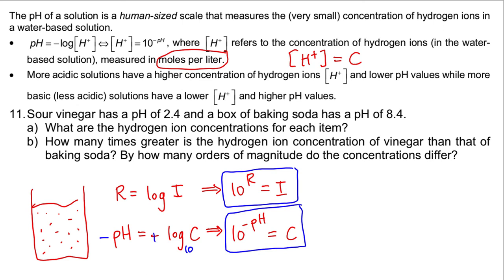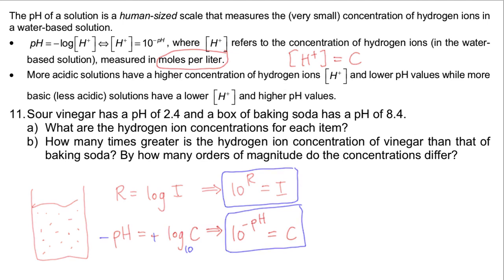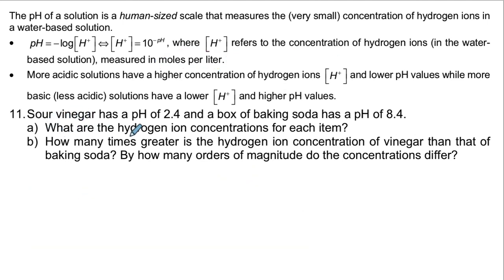So in this first question, I'll just clone the page. We are asked to come up with the hydrogen ion concentration for each item. We've got sour vinegar and a pH, and baking soda with a pH. So first of all, we're going to come up with the concentration for vinegar.